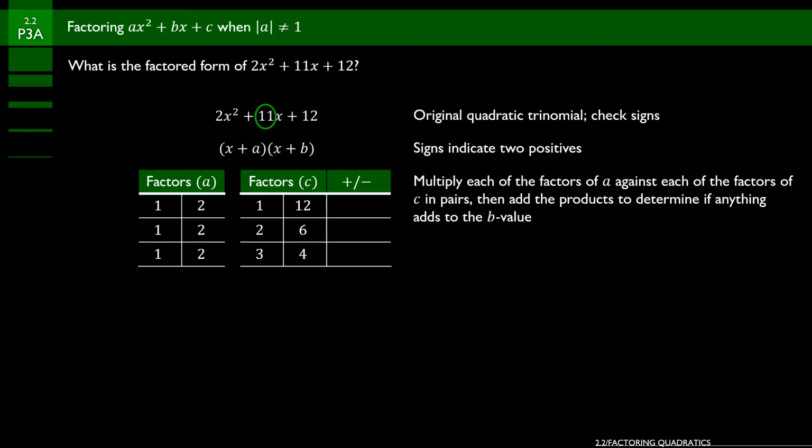Add those two numbers together, you get 25. We're looking for a b value of 11, so we know that one doesn't work, so we're going to move on to the next step.